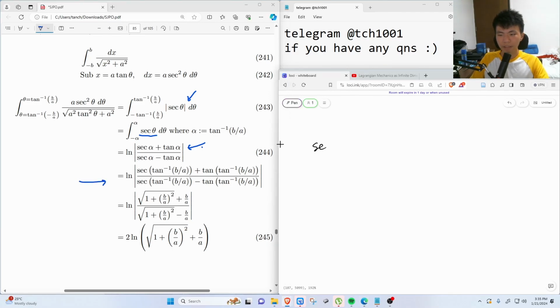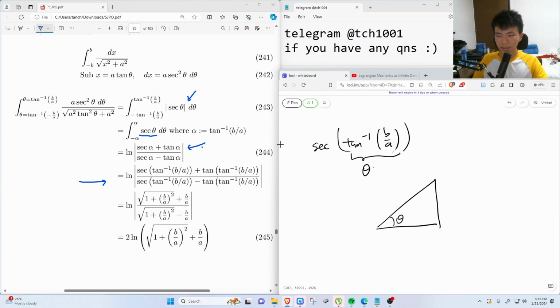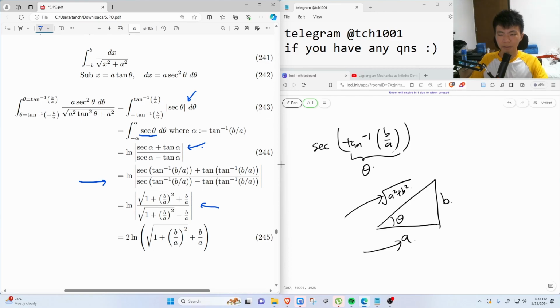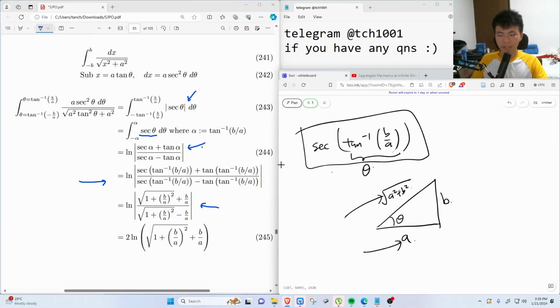And if you want to evaluate things like secant of tangent inverse of b over a, you can draw a nice triangle. If this angle we call theta, tangent inverse of b over a would correspond to this triangle, right? Secant of this quantity, by Pythagoras theorem, is just the hypotenuse over the adjacent. So that will give us this here. Whenever you want to do trigo calculations like that, there's a table on Wikipedia, but you don't need to memorize it. Whenever you need to do such things where you do a trigo to an inverse, just draw a right angle triangle and label all the necessary sides.